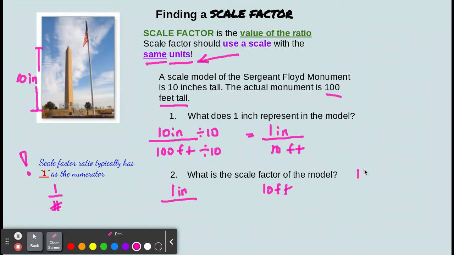Well, there are 12 inches in 1 foot, right? So let's multiply this 10 by 12, and that will give us the number of inches, which is 120. So 1 inch to 120 inches. Remember, 120 inches is the same as 10 feet. So this right here is actually our scale factor, 1 to 120.